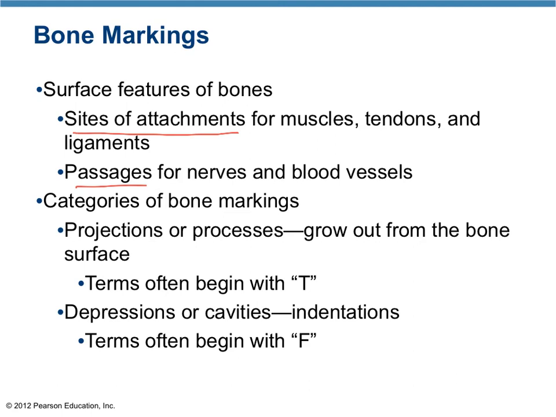There's several different types of bone markings. A projection, or something that sticks out from the bone surface, is also called a process, and they oftentimes begin with the letter T. Depressions or cavities, which are indentations or holes through the bone, oftentimes begin with the letter F.